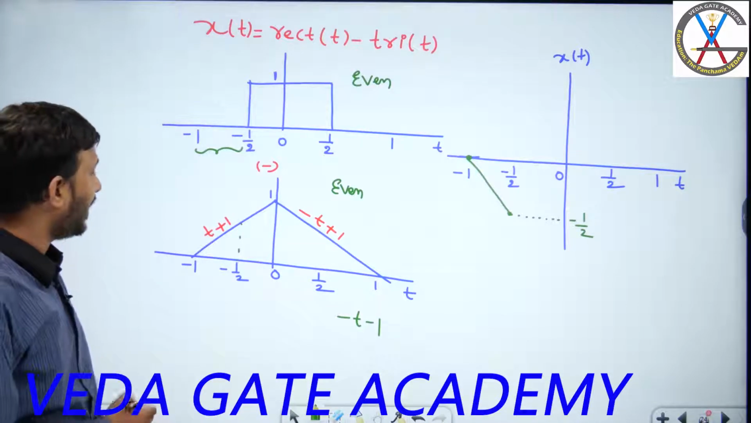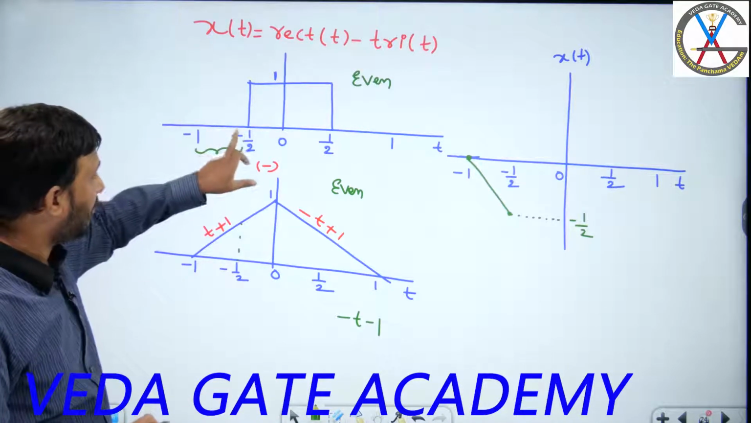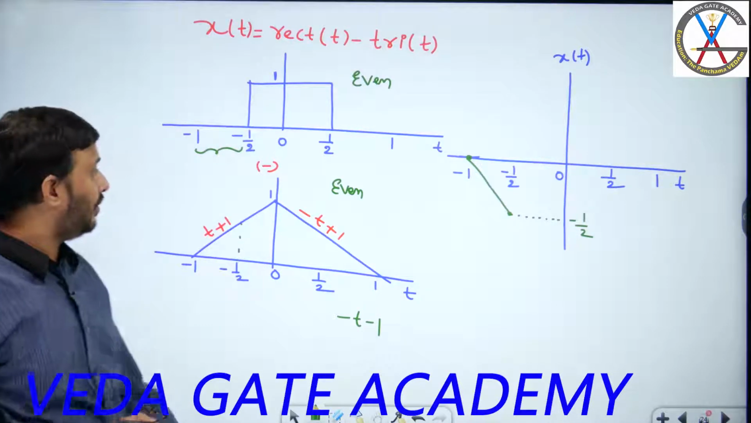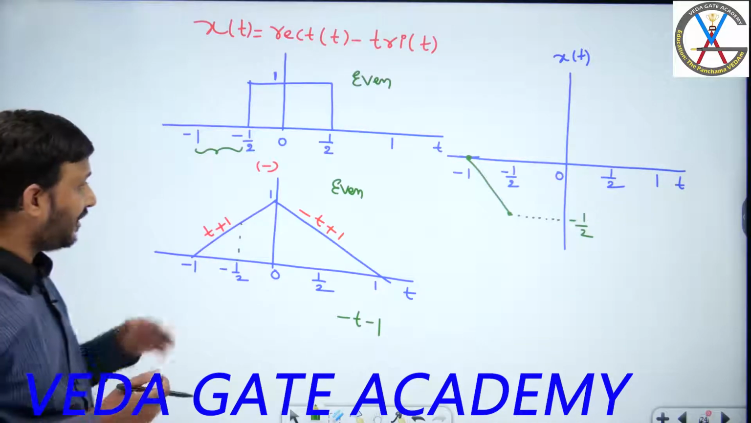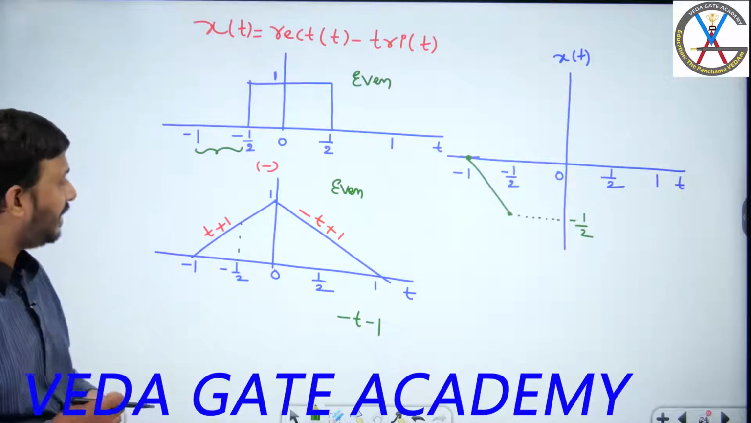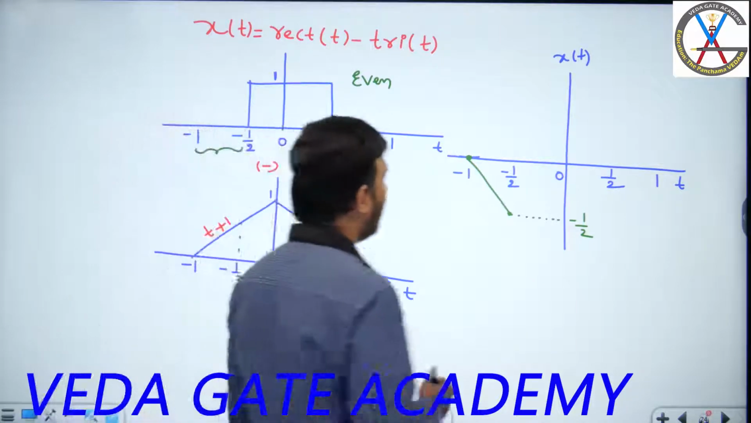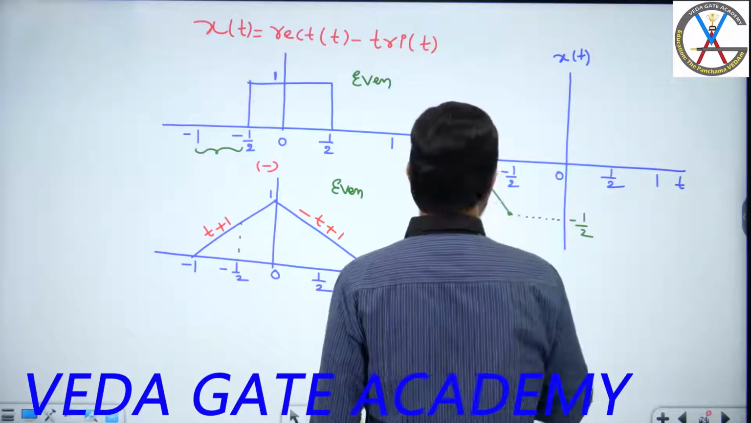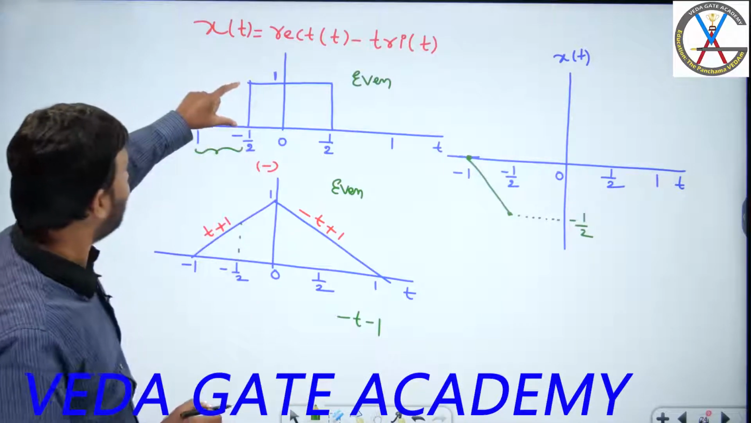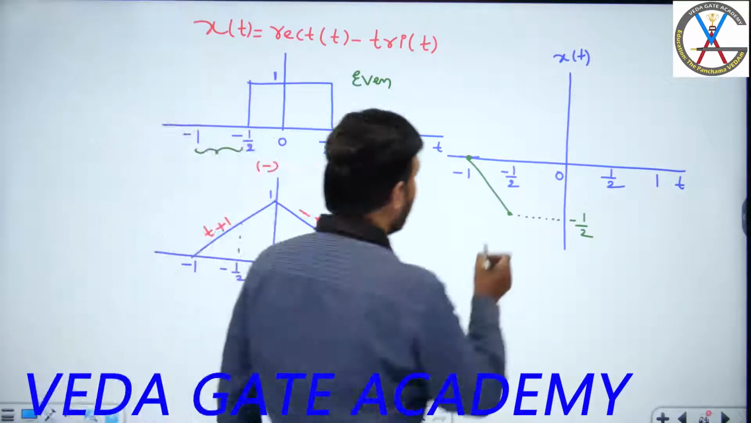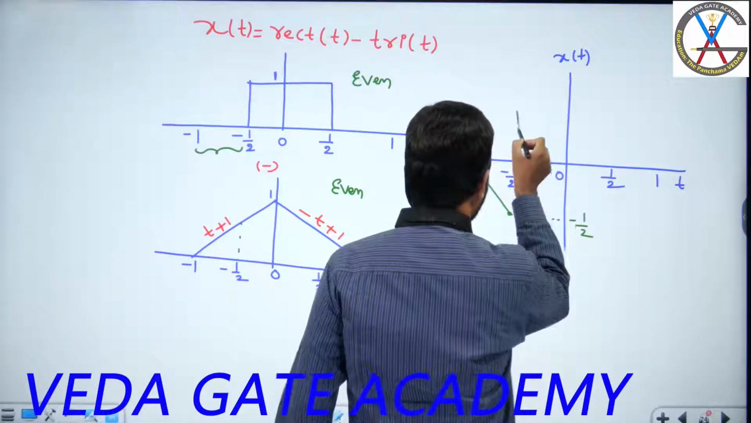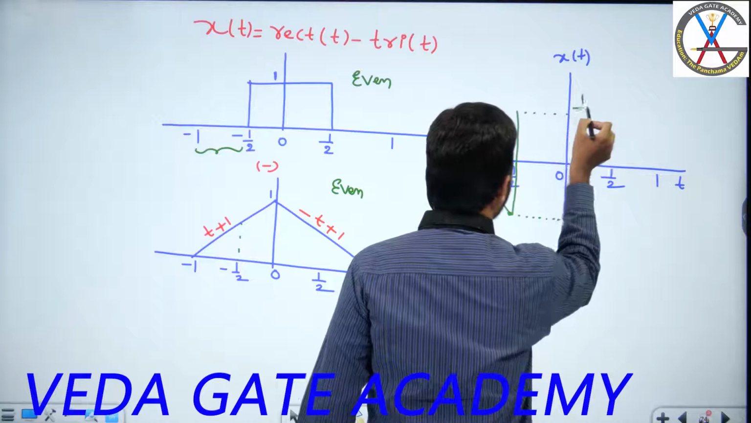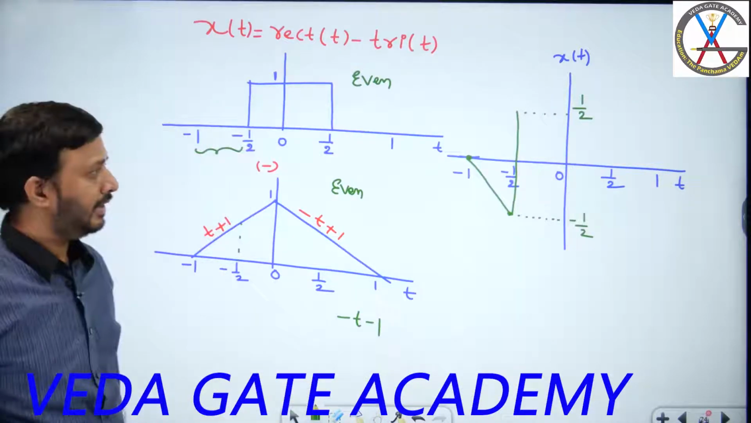After this, from minus 1 by 2 to 0, we have a jump discontinuity here. And I told you, wherever you have a jump discontinuity, the resulting signal will also have a jump discontinuity. The jump discontinuity is of the value 1. So from minus 1 by 2 to 1 by 2, the jump discontinuity came.